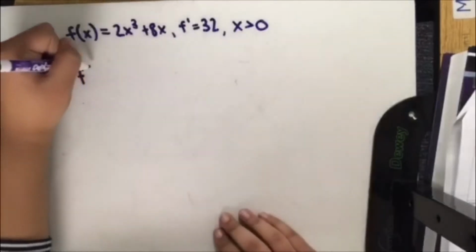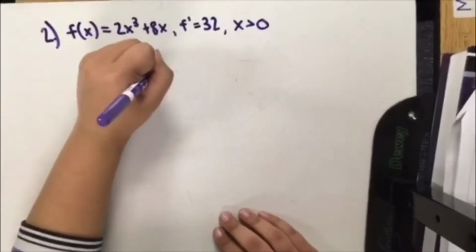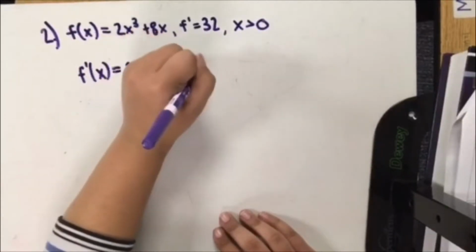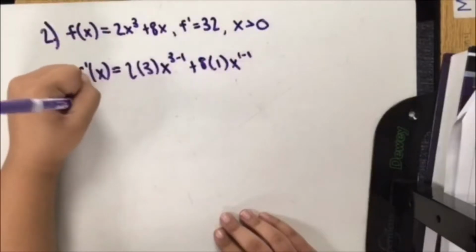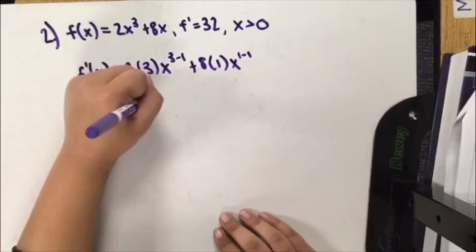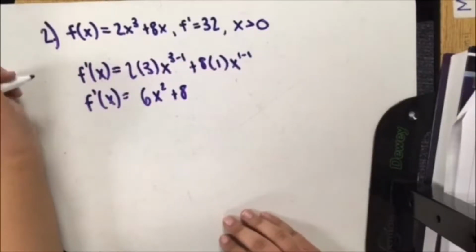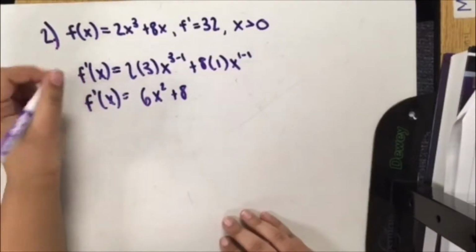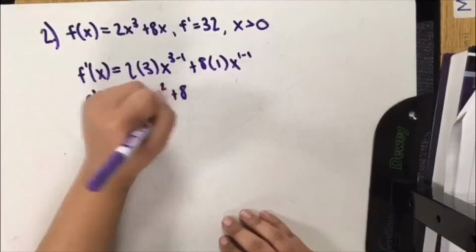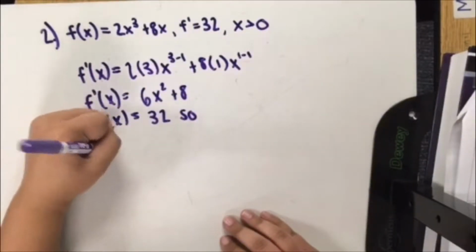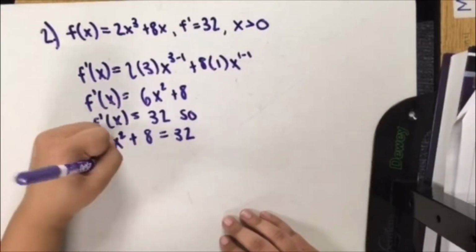In problem 2, I'm going to be using the function f of x equals 2x cubed plus 8x with f prime equaling 32 and x being greater than 0. So I'm going to find the derivative of the function by multiplying the exponent 3 by 2x and subtracting 1 from the exponent, plus 8 times 1, which is the exponent of x, and then 1 minus 1 because the exponent of x is 1, which makes the derivative of the function 6x squared plus 8.